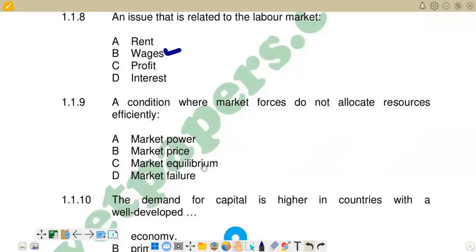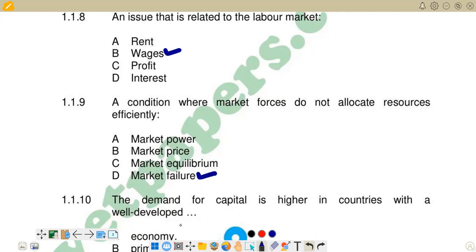So then market failure now is the most appropriate there. That's a condition where market forces do not allocate resources efficiently. So whenever we do not have the price mechanism taking its course, that's when we are going to notice market failure. So the most appropriate there is market failure, which is D. So we are going to indicate D as the most appropriate.